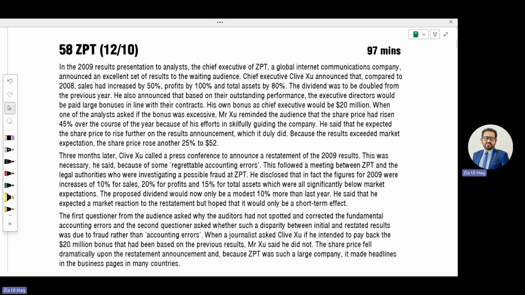He said he expected the share price to rise further on the result announcement, which it duly did, because the results exceeded market expectation. The share price rose another 25 to $52. And as I am guiding the company skillfully, and due to my management, share price is also increasing. So a 20 million bonus is nothing.